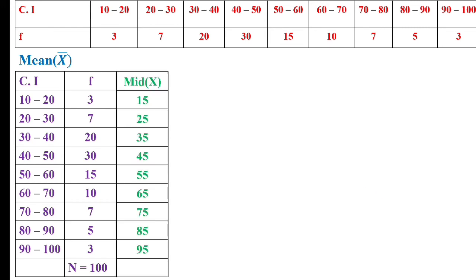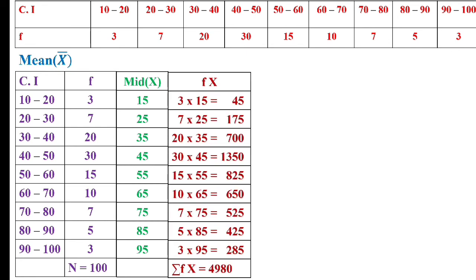Then f and x multiplication. 3 into 15, 45; 7 into 25, 175; 20 into 35, 700; 30 into 45, 1350; 15 into 55, 825; 10 into 65, 650; 7 into 75, 525; 5 into 85, 425; 3 into 95, 285. Total of frequency is 100. Total of summation fx equal to 4980. This is the value we are getting.